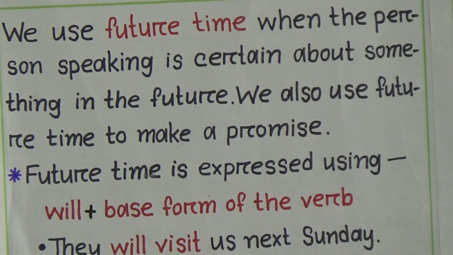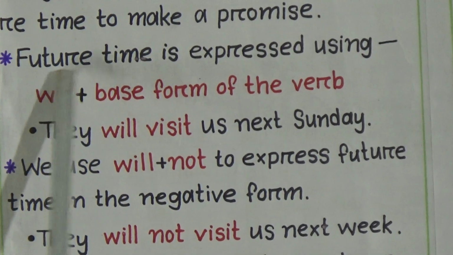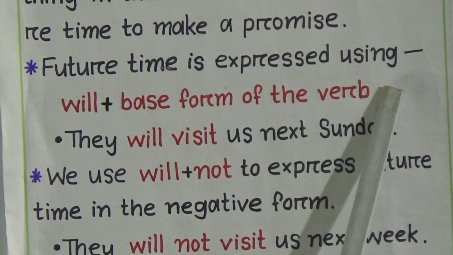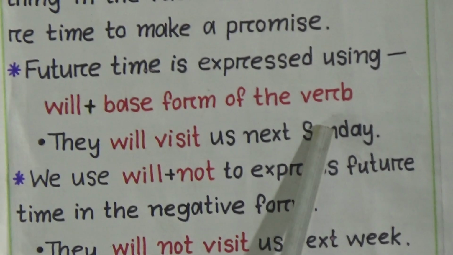Now students will learn some rules on future time. Future time is expressed using will plus the base form of the verb. I'm repeating, future time is expressed using will plus the base form of the verb.